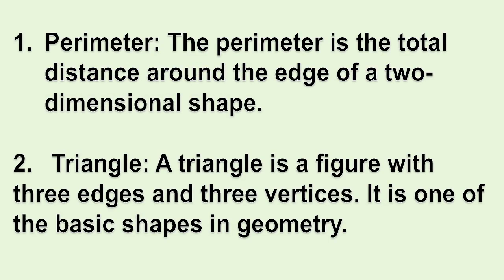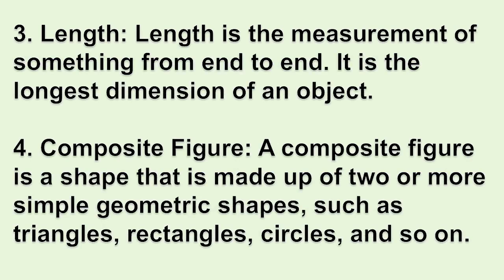Perimeter. The perimeter is the total distance around the edge of a two-dimensional shape. Triangle. A triangle is a figure with 3 edges and 3 vertices. It is one of the basic shapes in geometry. Length. Length is the measurement of something from end to end. It is the longest dimension of an object. Composite figure. A composite figure is a shape that is made up of 2 or more simple geometric shapes, such as triangles, rectangles, circles, and so on.